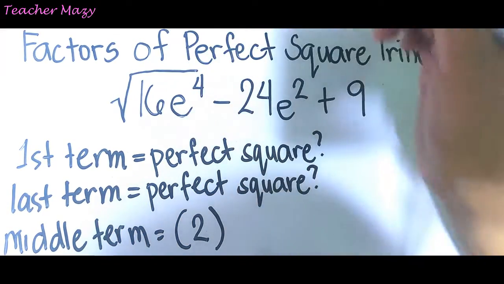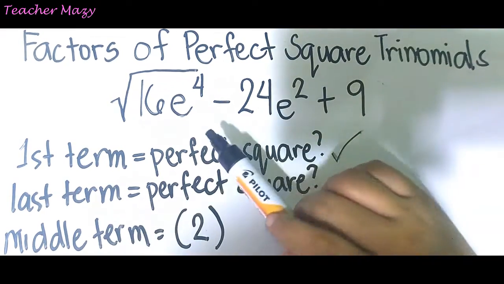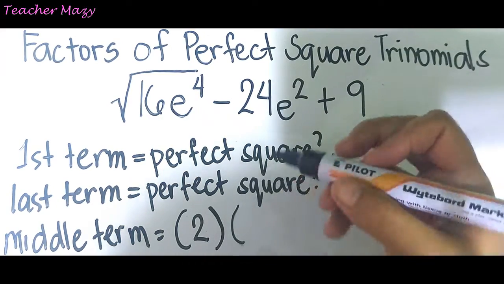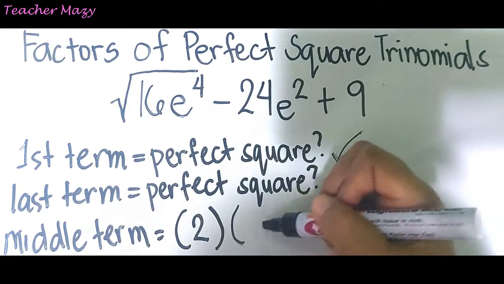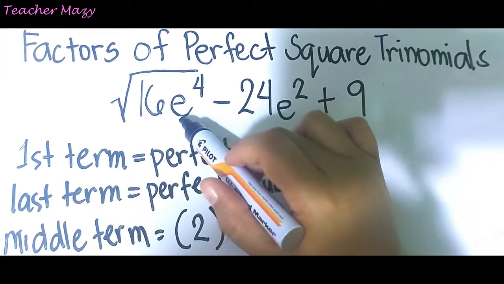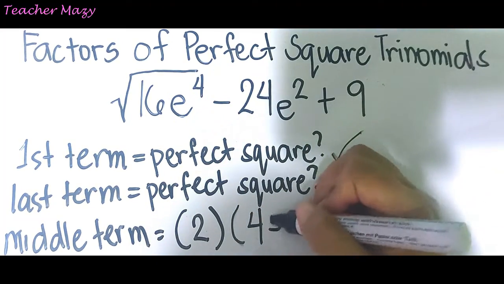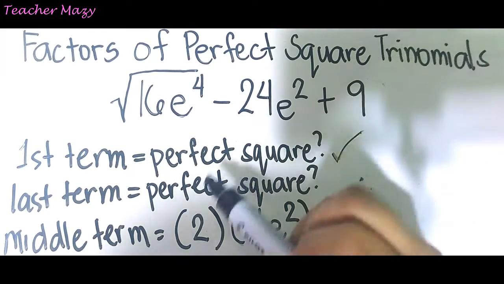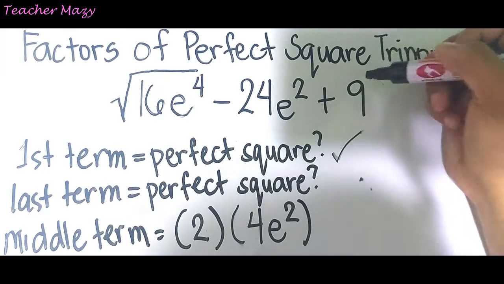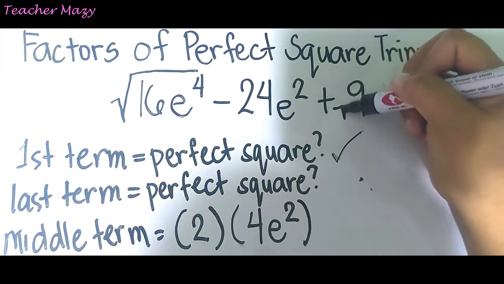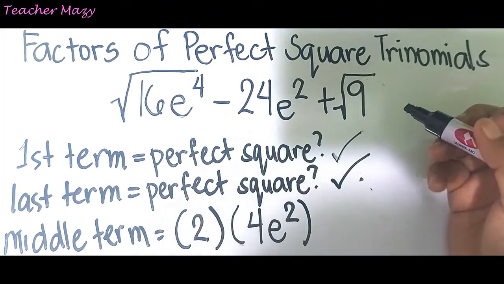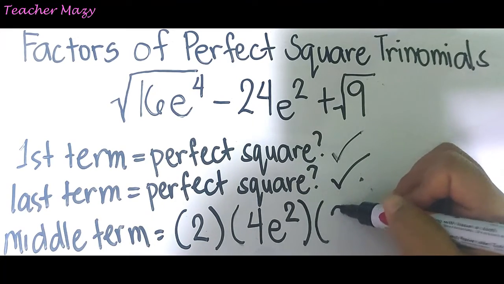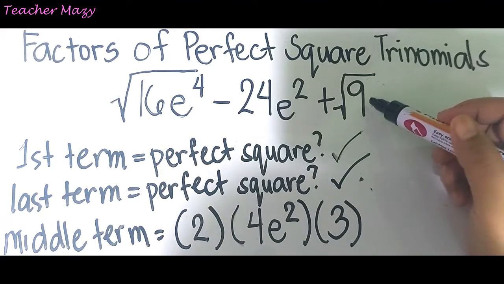The answer is yes. If we get the principal square root of 16e raised to 4, the square root of 16 is 4, and the square root of e raised to 4 is e squared. Next, is the last term a perfect square? Our last term here is 9, and the answer is yes. The principal square root of 9 is 3, since 3 times 3 is equal to 9.